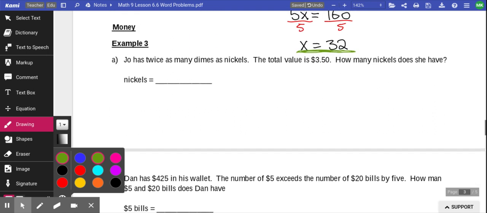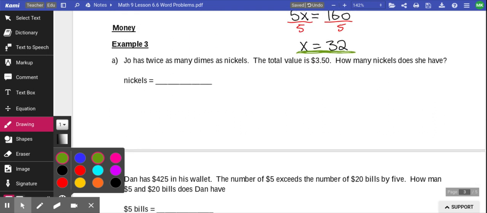Beautiful. We're going to try some money questions here. So if we have money, we are going to try to build equations as we read sentences again. So this says, Joe has twice as many dimes as nickels. The value is 350. How many nickels does she have? Okay. First sentence should create the first equation. Joe has twice as many dimes as nickels. Okay. How many dimes does she have?